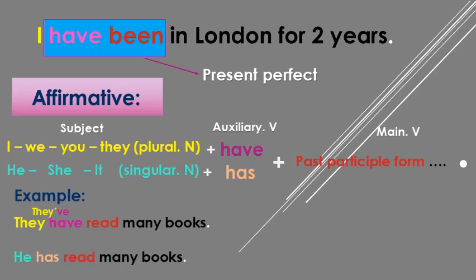Another example, he has read many books. So here we add has. Why? Because the subject is singular لأن الفاعل مفرد, and the past participle form of read is read, and we can contract it to he's read many books.